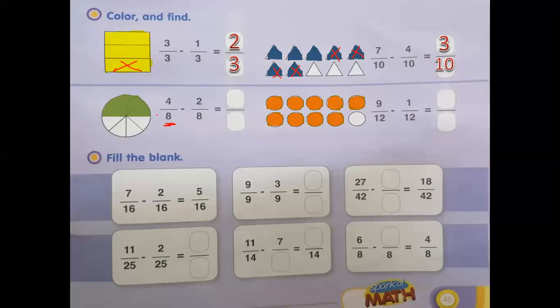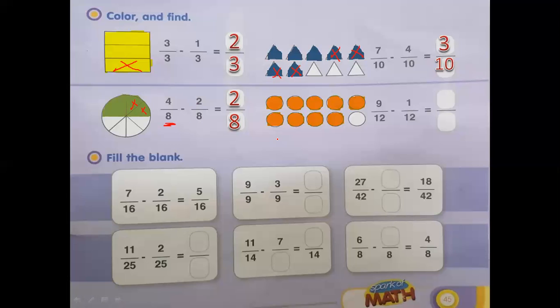So if we want to take 2 parts of these four parts, how many parts were left? So these are four. We're going to take away two parts. So how many parts were left? Four minus two equals two. Excellent. And what is the denominator? It is eight. So the difference is 2 over 8.